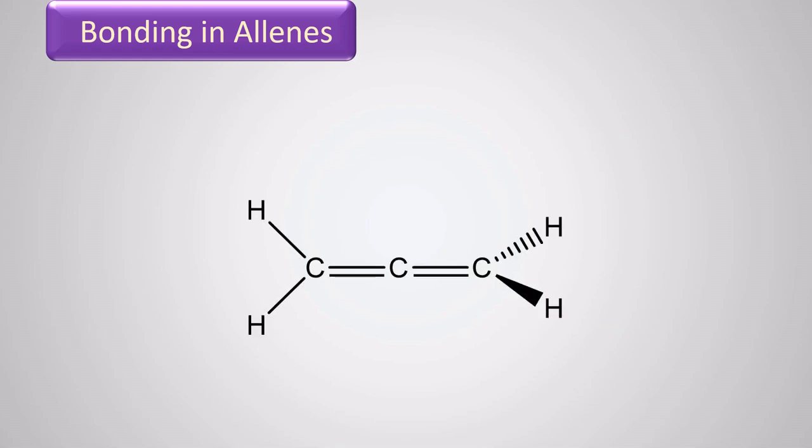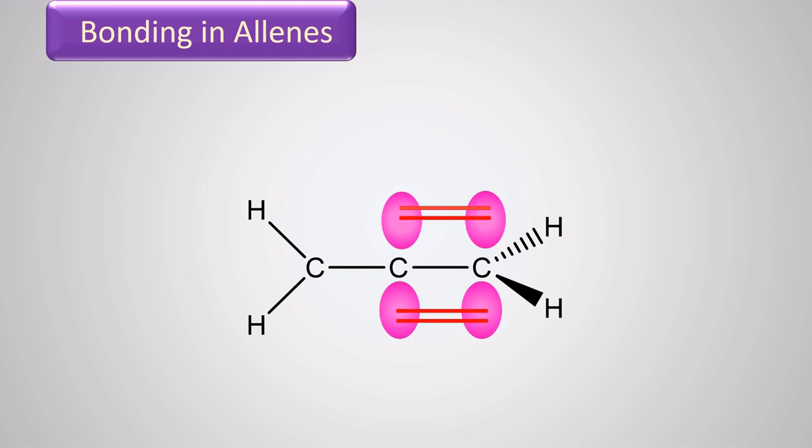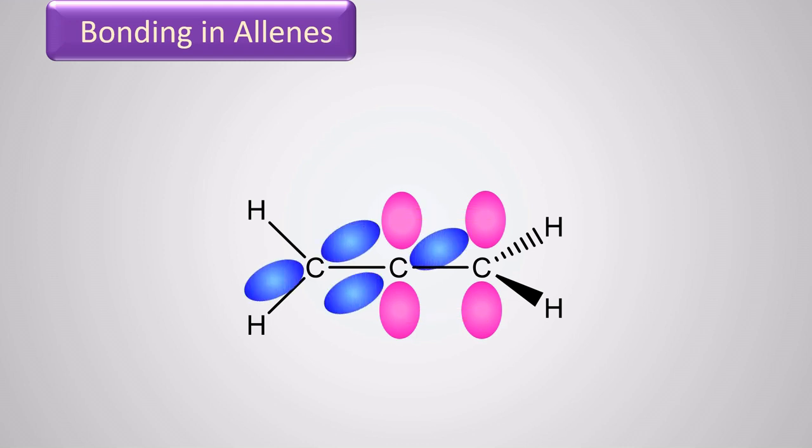Let us now understand the bonding in allenes. The middle carbon atom in allenes is sp hybridized and the remaining two terminal carbon atoms are sp2 hybridized. There is a lateral overlap between the p orbitals which are represented with the pink color to form a pi molecular orbital. This pi molecular orbital is in the plane of the paper. The remaining two blue colored p orbitals again overlap laterally to form a pi molecular orbital which is perpendicular to the plane of the paper.